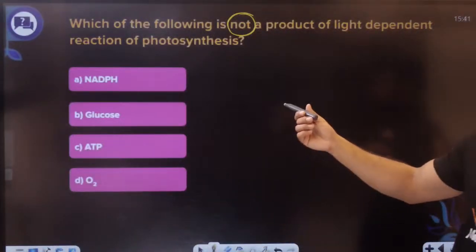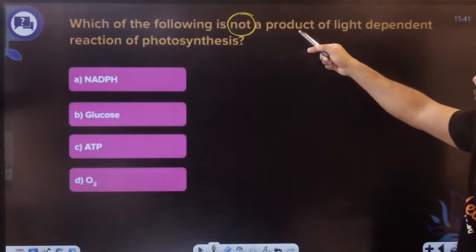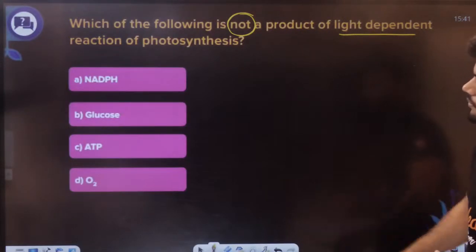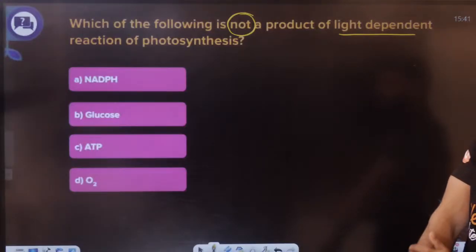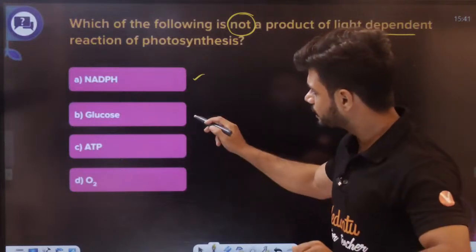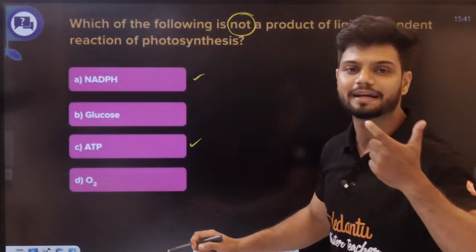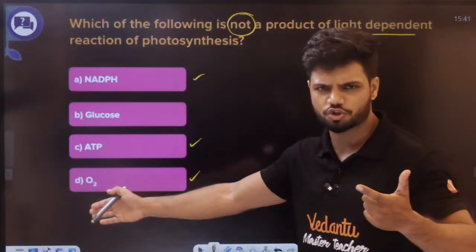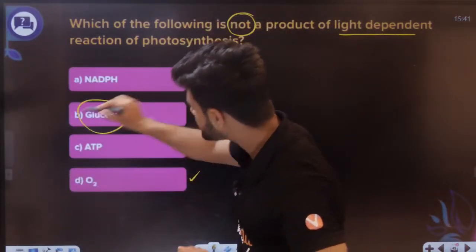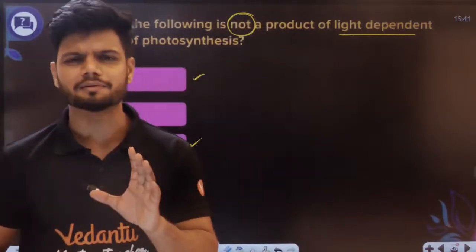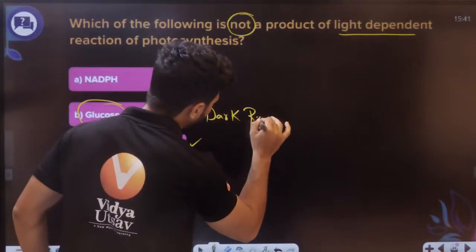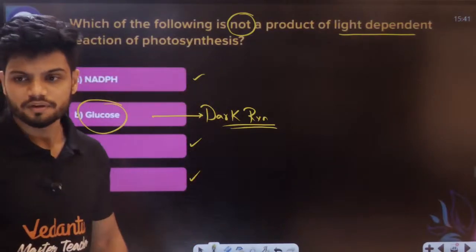Students, solve this question quickly. Which of the following is not a product of light dependent reaction of photosynthesis? In light dependent reaction, do we get NADPH? Yes. Do we get ATP? Yes. Do we get oxygen? Yes, because of splitting of water. But do you get glucose in a light reaction? No. Glucose is found where? In the dark reaction. In the dark reaction, we get glucose.